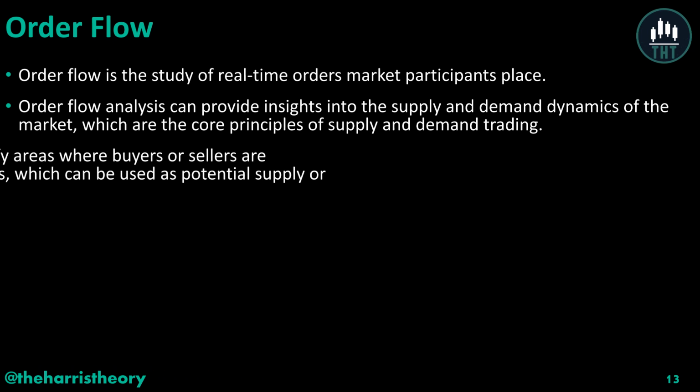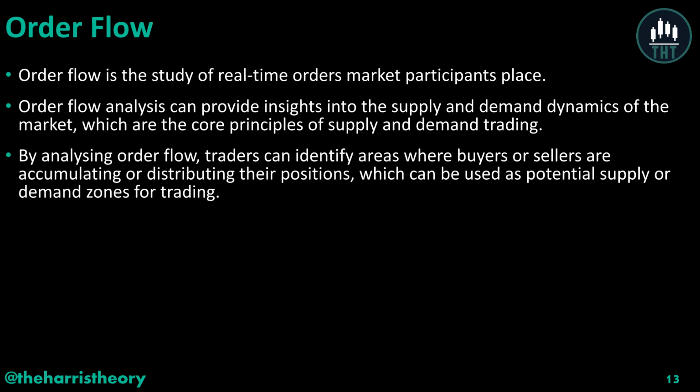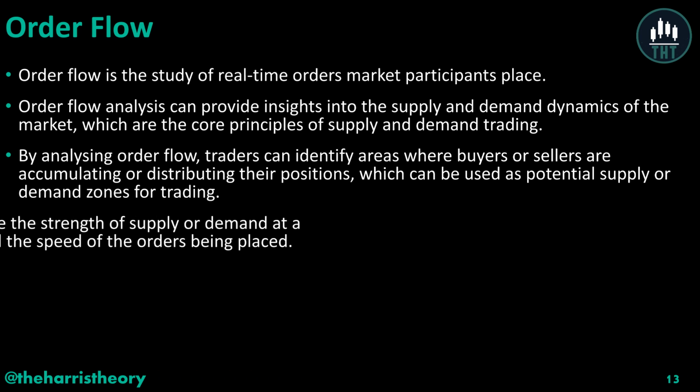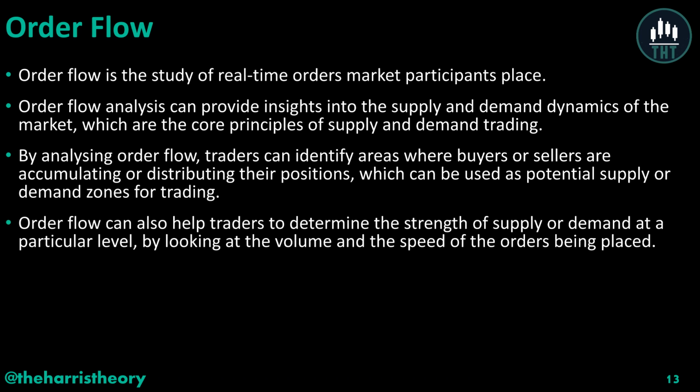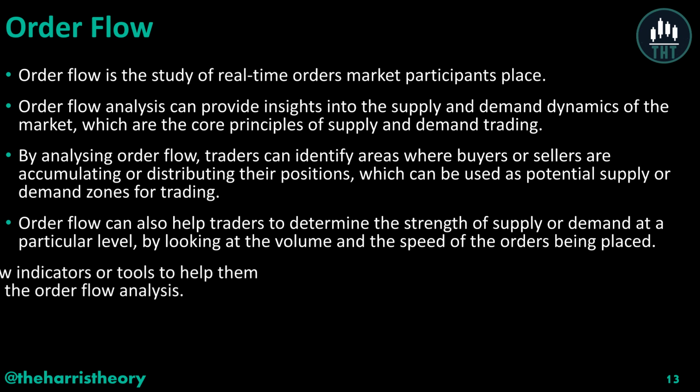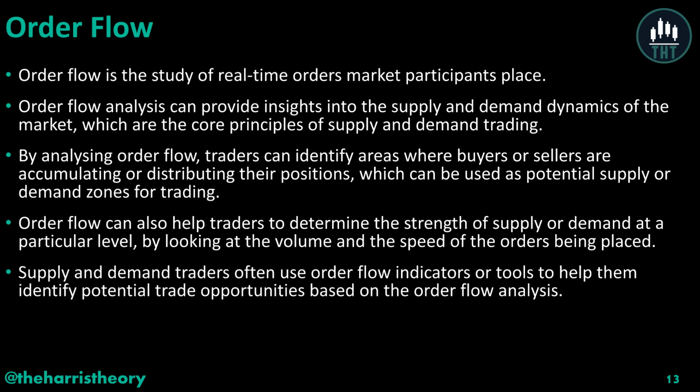By analyzing order flow, traders can identify areas where buyers or sellers are accumulating or distributing their positions, which can be used as potential supply or demand zones for trading. Order flow can also help traders to determine the strength of supply and demand at a particular level by looking at the volume and the speed of the orders being placed. Supply and demand traders often use order flow indicators or tools to help them identify potential trading opportunities based on order flow analysis.